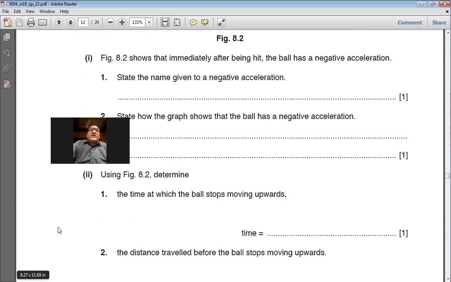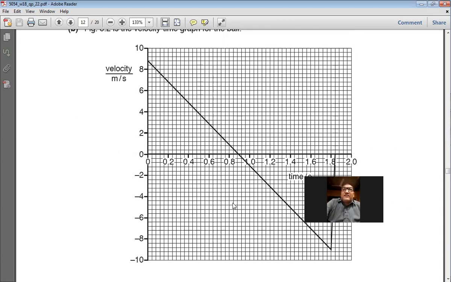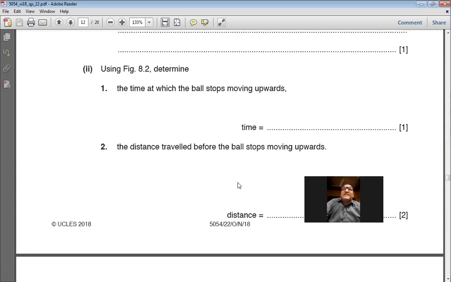Using figure 8.2, determine the time at which the ball stops moving upward. When the velocity becomes zero, the ball will be at its maximum height, so it stops moving upward. I have already checked at what time the velocity becomes zero. This time is approximately 0.88 or 0.89 seconds. At that time, the velocity became zero, which means the ball has reached its maximum height.